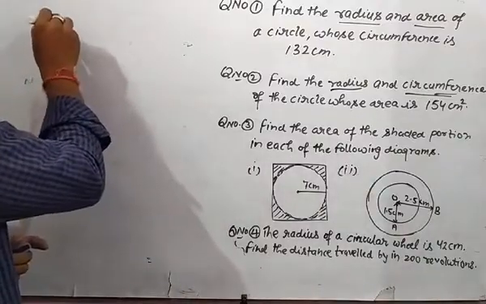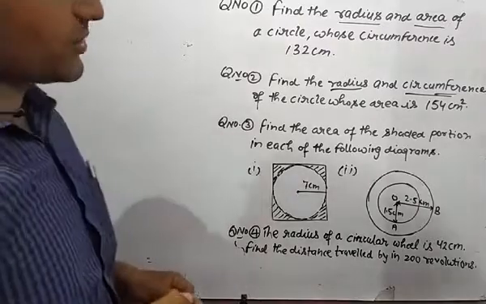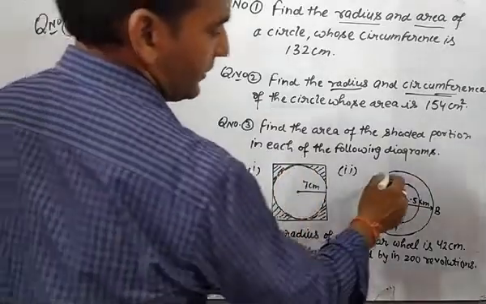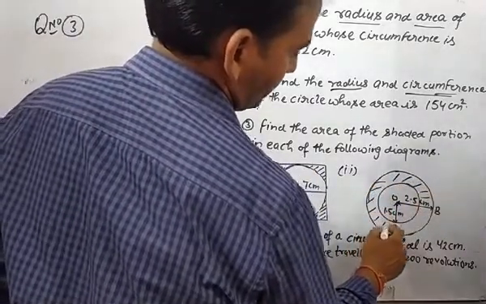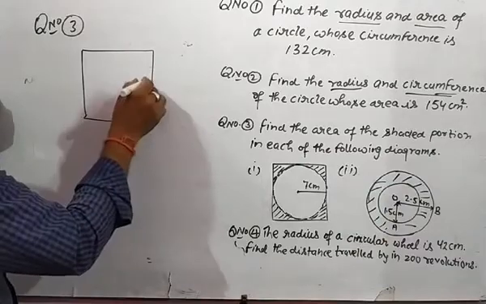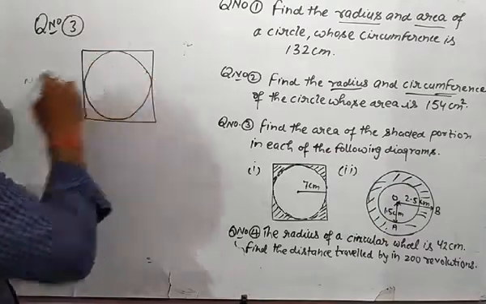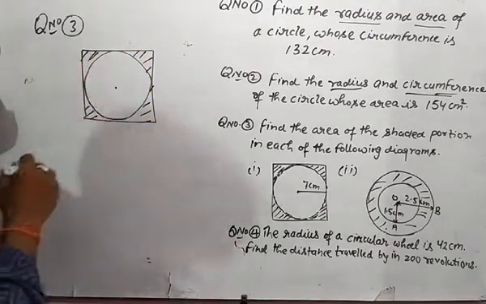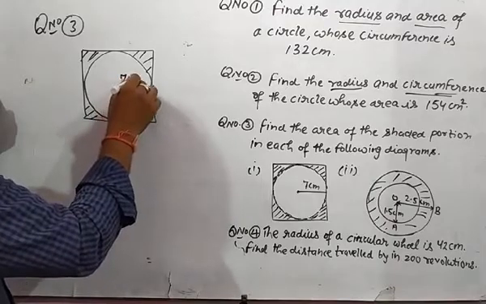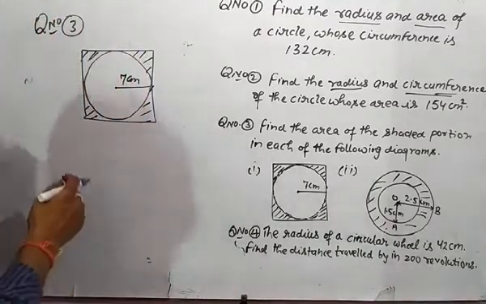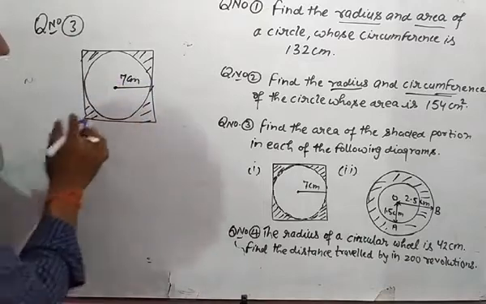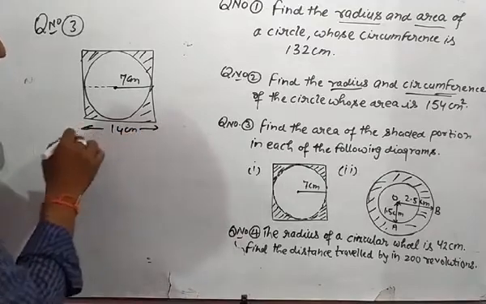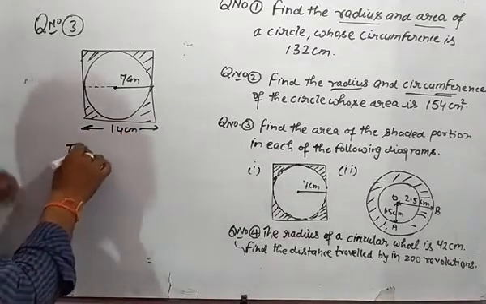Question number 3. In the third question, we have to find the area of the shaded portion. In this first figure, I have shaded the shaded portion. Second one, this is the shaded portion, and a circle is drawn. The shaded portion is this much. The only given thing is the radius. Radius is given, 7 centimeter. Radius of the circle is given. So now, if this is 7 centimeter, what about this? This will be 14 centimeter. So the side of the square is given.